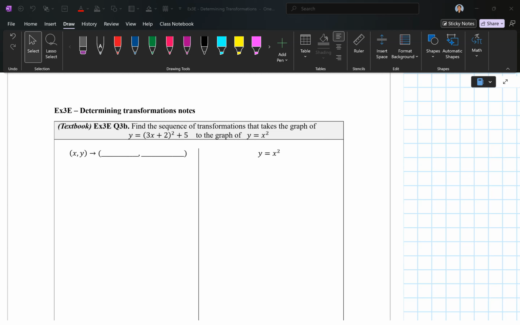So exercise 3 is the opposite. You're now finding the sequence of transformations that take the graph from the original to the graph of y equals x squared. It doesn't always have to be the basic graph, doesn't have to be y equals x squared to this. It could be this to that as well. You just need to know which one's your original x, original y, and which one's your new x, new y. So here we go.